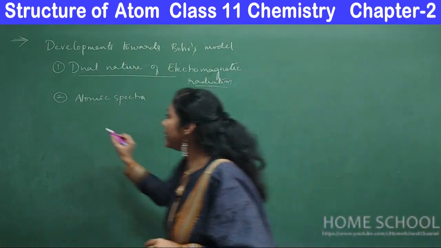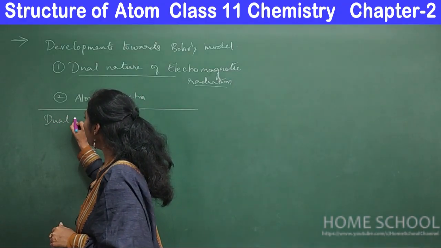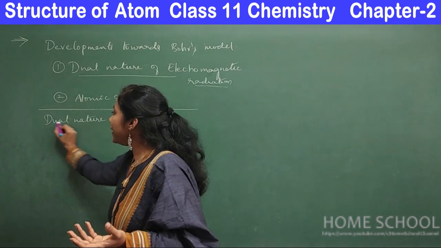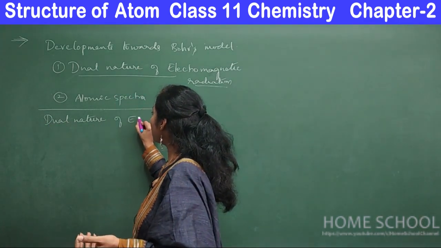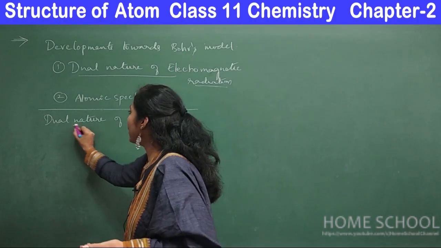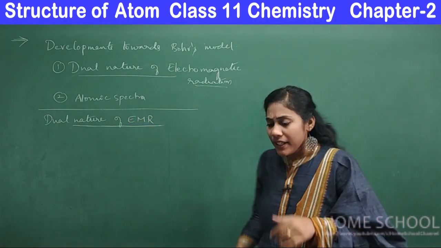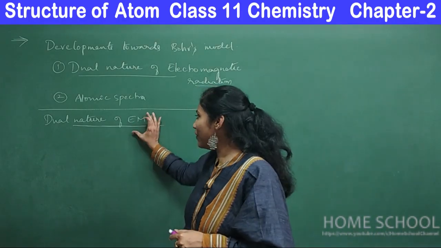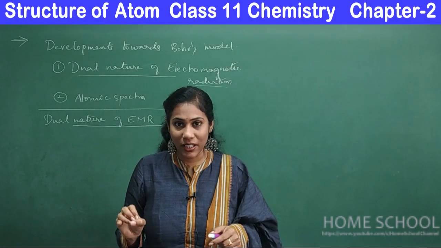Let me keep the heading as dual nature. So what do you mean by dual nature? Can you all tell me the meaning of the word dual? Right, dual nature of electromagnetic radiation, EMR. We can write it as EMR in short. The dual nature in the sense, two different natures. Our electromagnetic radiation has two different natures, right?